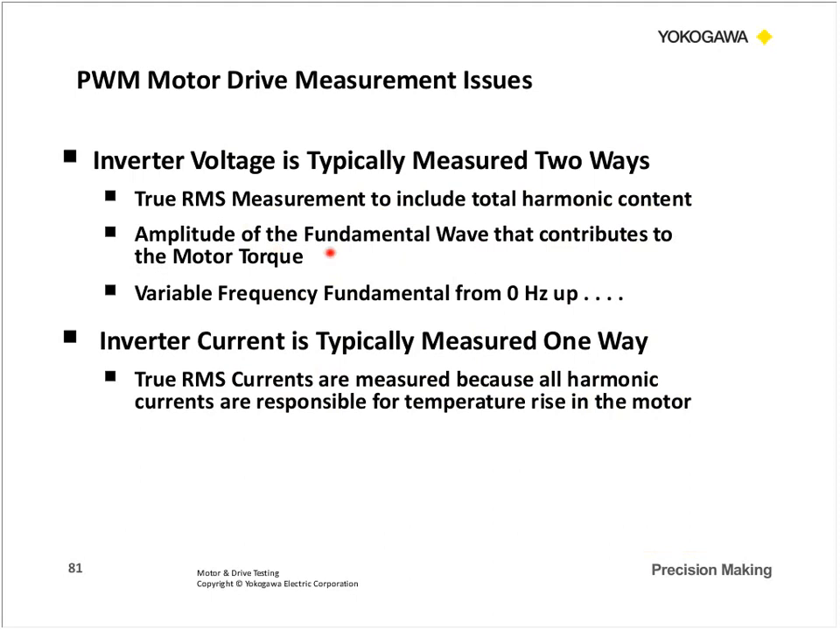So how do we make these measurements? Well, the inverter voltage is measured typically two ways. We can measure it as a true RMS measurement, which is going to include all the harmonic content. Or we could look at just the amplitude of the fundamental, and that's typically what contributes to the motor torque. And remember, our frequency ranges from 0 hertz or DC all the way up. Now, on the current side, we typically use an RMS current measurement because we want to see all the harmonic content. And some of these harmonics are what result in the temperature rise in the motor.